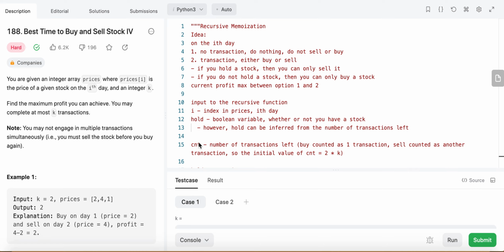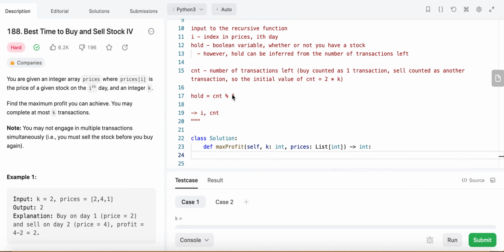So I use a variable called count to indicate the number of transactions left. Buy counted as one transaction, sell counted as another transaction. By my definition of count, the initial value of count is 2 times k. So my hold status can be inferred from count: it is the remainder of count divided by 2. When count is an even number, I do not hold the stock. But if count is an odd number, it means I bought the stock sometime in the past, but have not sold it yet.